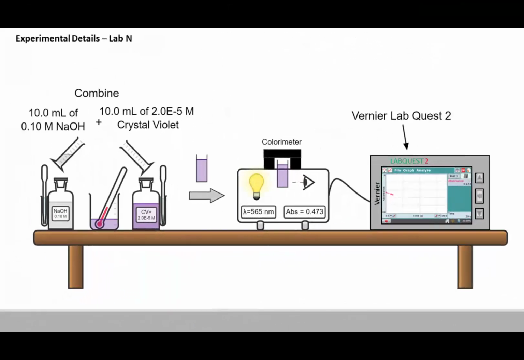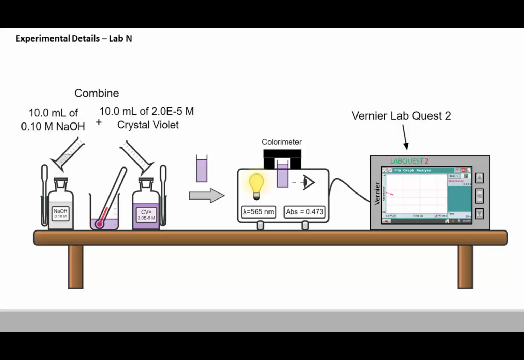The experimental setup is shown in this diagram. 10 milliliters of 2.0 times 10 to the negative 5 molar crystal violet solution is added to a beaker. The temperature is recorded. The reaction is initiated by adding 10 mL of 0.1 molar NaOH.